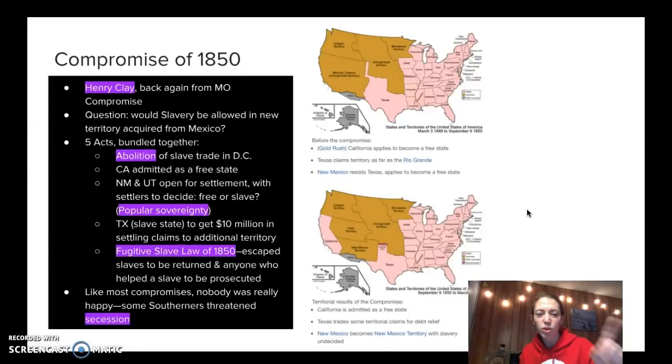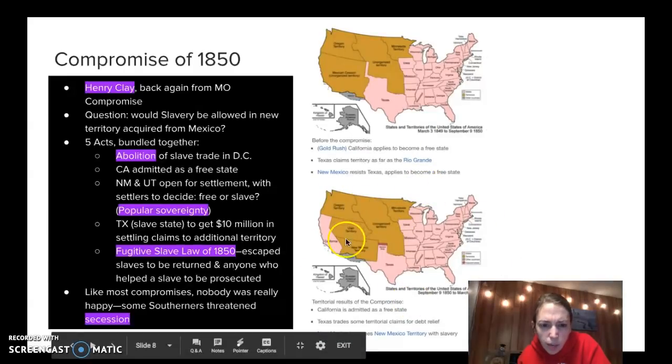It only took one person to accuse an African American of being a slave, and then they could be sent back down into slavery. Crazy, huh? All right, and like most compromises, nobody was really happy about this. These two maps show the before the compromise, right? And then after the compromise.